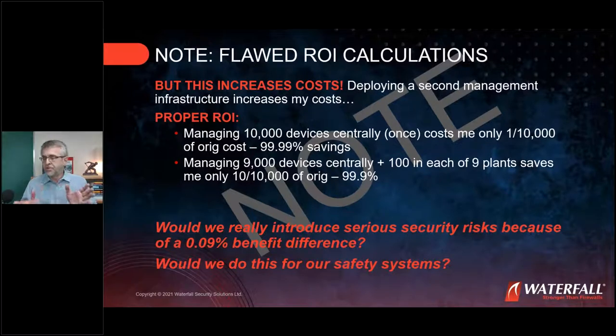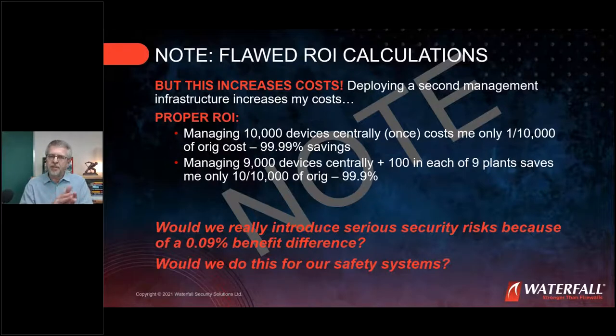But I've introduced cybersecurity risk. Now, what's the cost if we have two management systems, or let's say 10 management systems, one for each of nine factories and one for the enterprise? We still have 10,000 devices. If we have to make the same change, now instead of visiting 10,000 devices, we have to visit 10 devices. And so our savings is only 99.9%. We've still saved an enormous amount of effort. The management system still pays for itself.